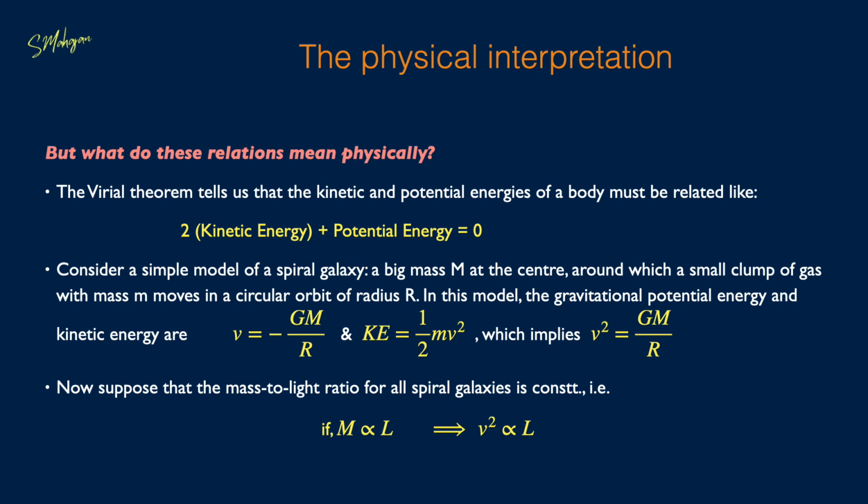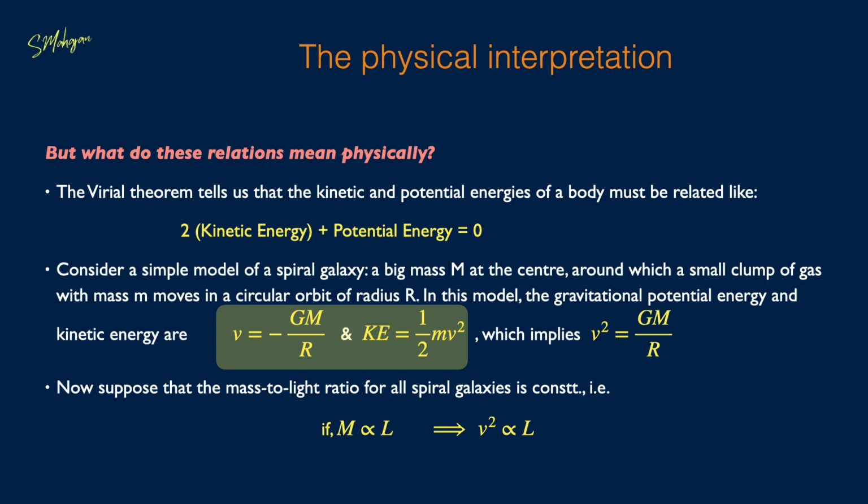The virial theorem tells us that the kinetic and potential energies of a body must be related such that the sum of twice the time averaged kinetic energy and time averaged potential energy is 0. Consider a spiral such that a small clump of gas with mass small m moves in a circular orbit of radius r around a big central mass capital M. Here, the gravitational potential energy and kinetic energy are given as usual by these expressions, which leads to the conclusion that the square of velocity is equal to GM over r.